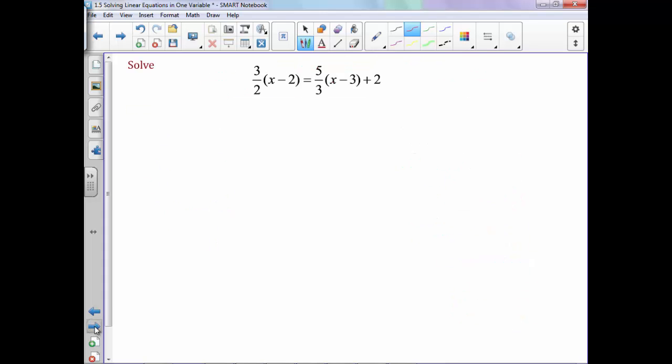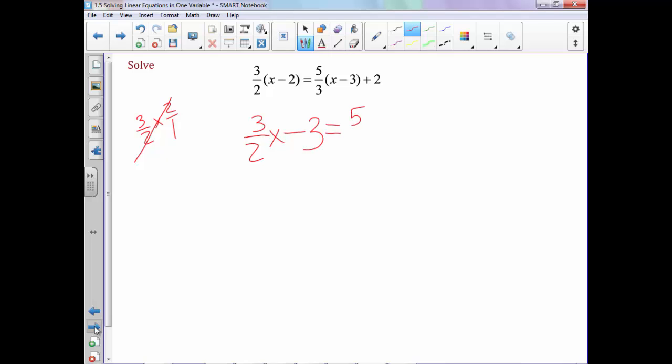Alright, so this one, it looks more complicated. However, it's following the same idea. We want to distribute first. Get rid of our parentheses. So I'll have 3 halves x minus, and now notice when you do 3 halves times 2 over 1, our 2's will cancel, we're left with 3.